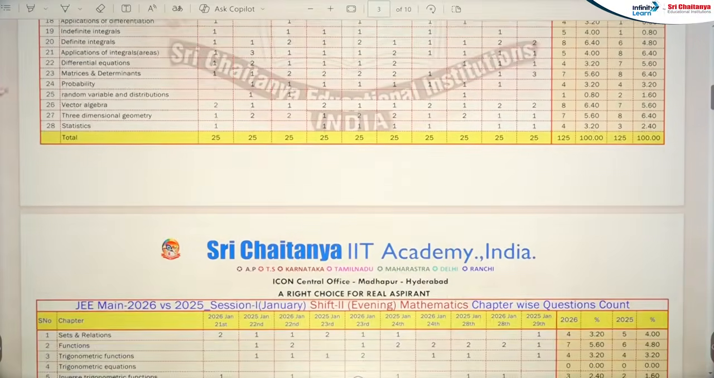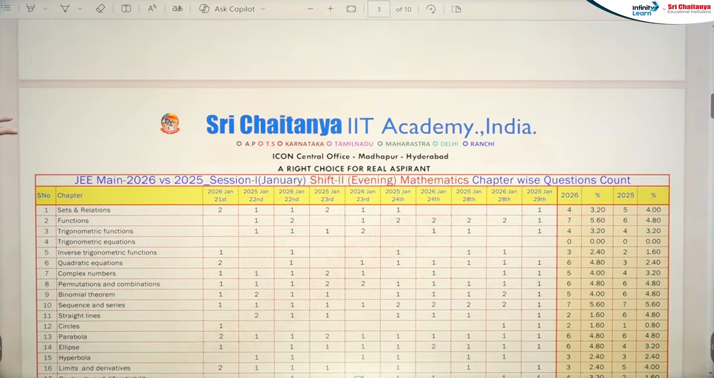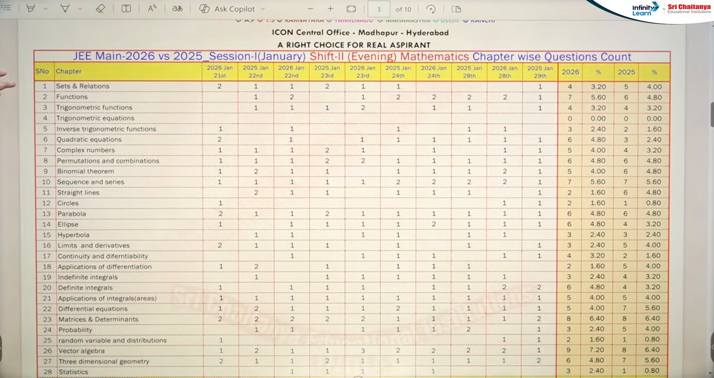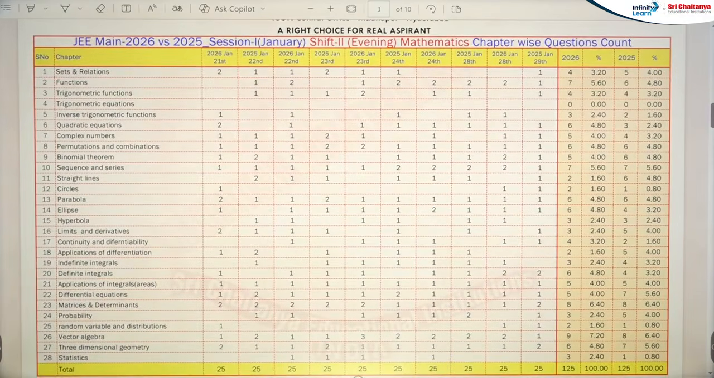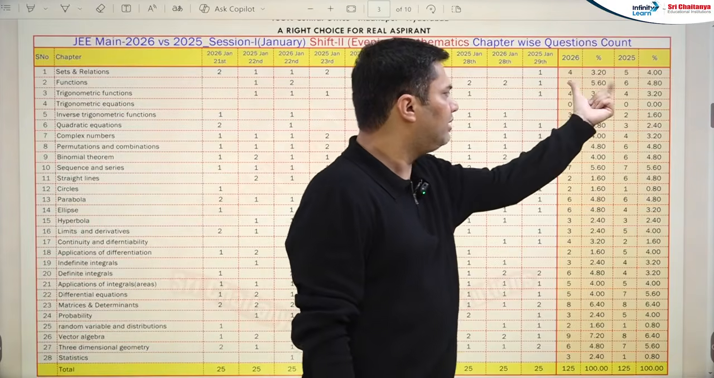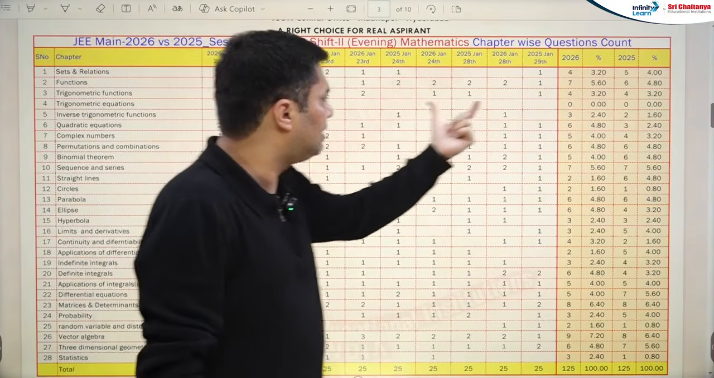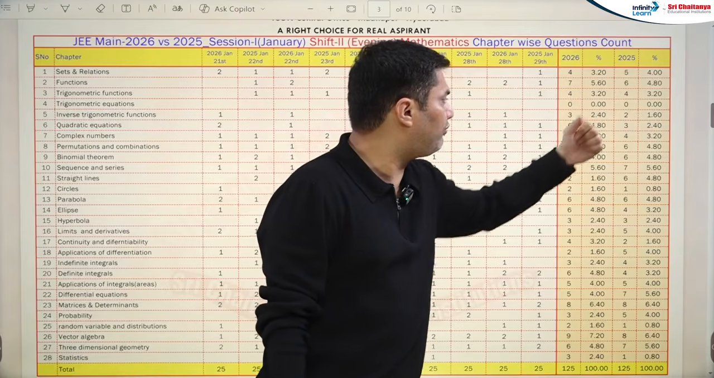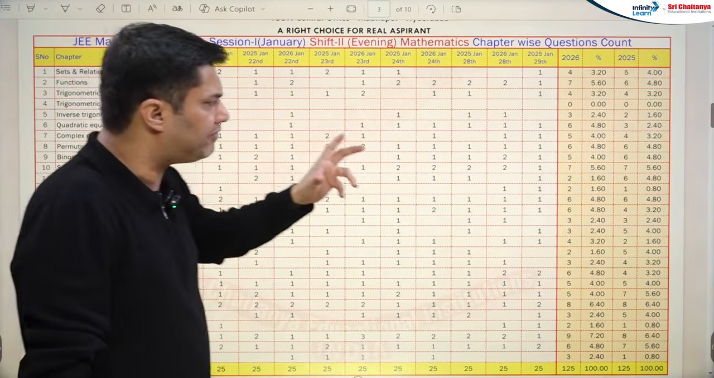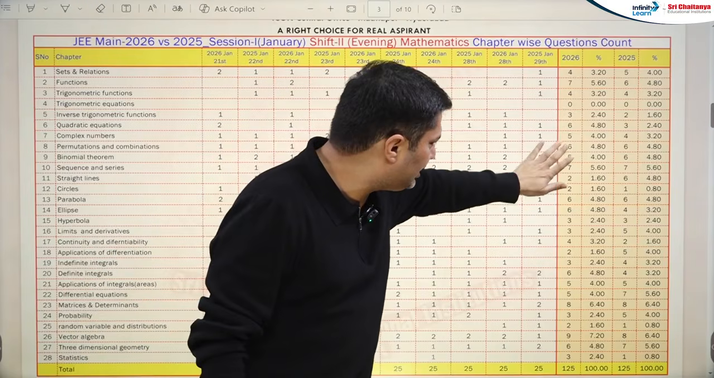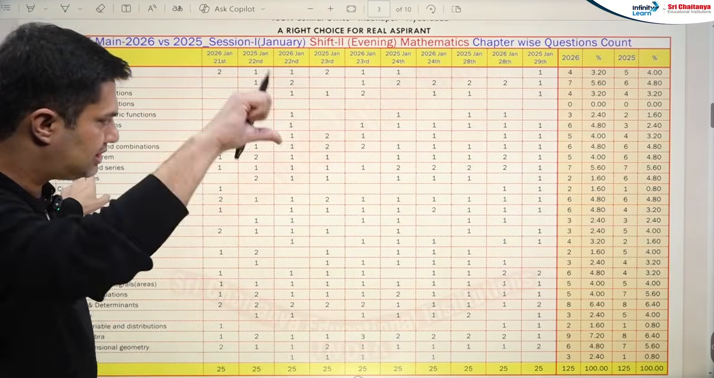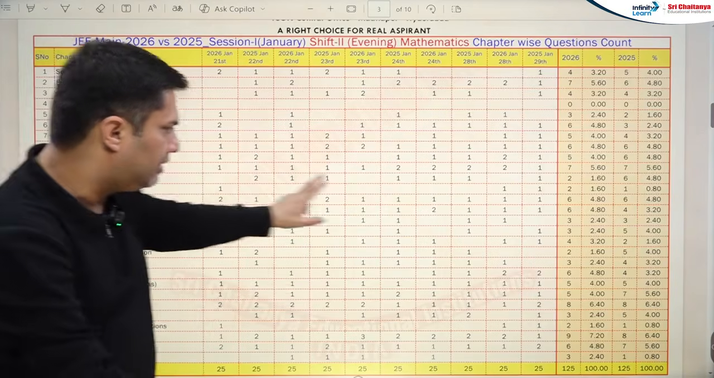And if I talk about shift 2, again in shift 2, sets and relations you can see 4 and 5, functions is 7 and 6, trigonometry is again the same, 4 and 4, with 0 questions from trigonometric equations this year also in the evening shift. And you can see a slight change, I think 2 and 6, in straight lines. Straight lines has decreased in the evening shift.